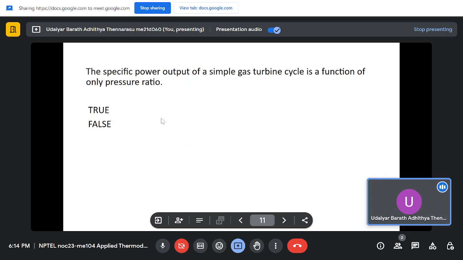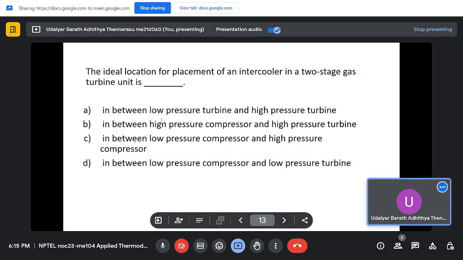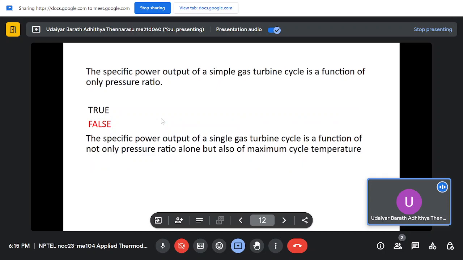The next question is, the specific work power output of a simple gas turbine cycle is a function of only pressure ratio. A simple gas turbine is a Brayton cycle. So the answer is false. It's not just a function of pressure ratio alone, but is also a function of maximum cycle temperature. So the answer is false.